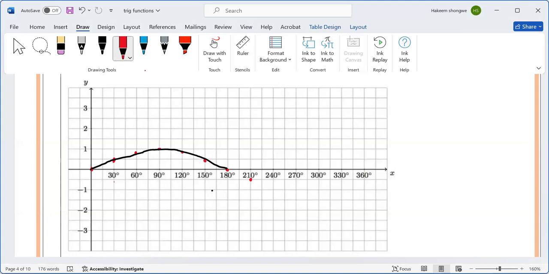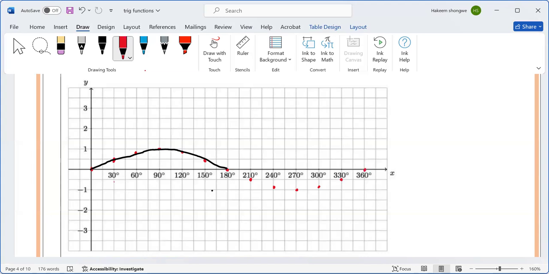240. 240. Negative 0.9 is here. 270, it's minus 1. And then 300, it's negative 0.9. 330, negative 0.5. 360, it's 0.